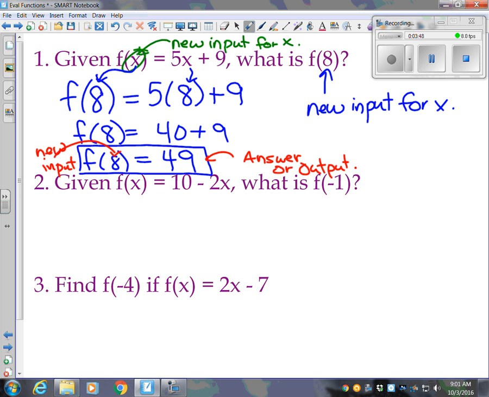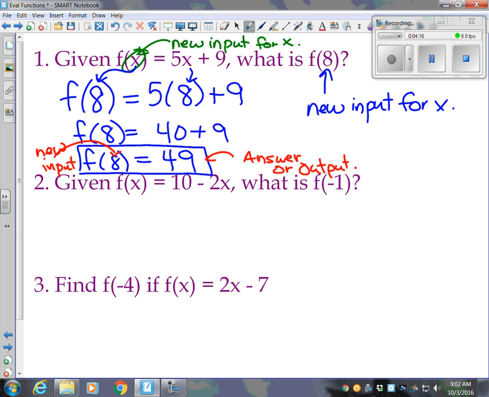Okay? If this is the first time that you've seen function notation, it does look different. It's just a new label. In the past, you would have said y equals 49. Today, we're just saying f parentheses 8 equals 49. So this is just a new label. What this does, this gives us the advantage of knowing what number did we use to get the answer of 49. Well, the new label tells me I used an 8 to get the answer of 49.